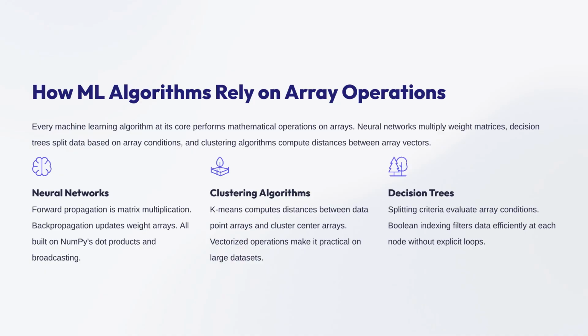ML algorithms rely heavily on array operations. Neural networks use matrix multiplication for forward propagation. Clustering algorithms compute distances between data point arrays. Decision trees evaluate array conditions using Boolean indexing.